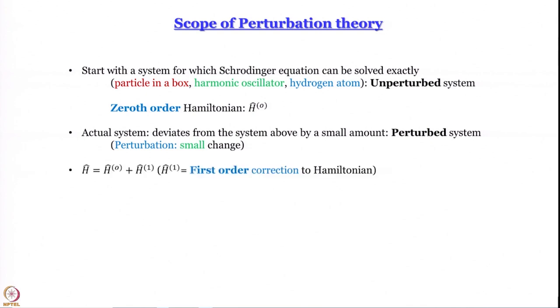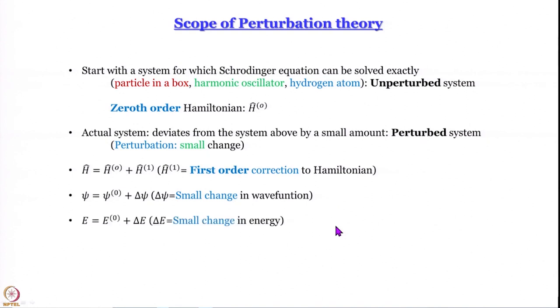Great. So, now what we do is we write the Hamiltonian of the perturbed system as H 0th plus H first, where H first is the first order correction to the Hamiltonian. Psi of the perturbed system is written as psi 0 plus, you can write psi first, but generally we write delta psi, where delta psi is a small change in wave function. And E also is E 0th plus delta E, where delta E is a small change in energy.